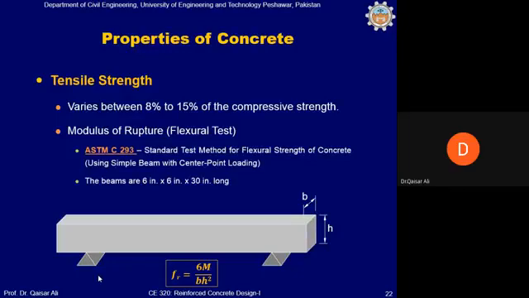ASTM C293 basically covers the tensile strength of concrete, and this is called a standard test method for flexure strength of concrete using simple beam with center point loading. The beam is 6 by 6 inch in size, 6 inch wide, 6 inch deep, and 30 inch long, and it is subjected to a point load in the lab. You can do this test very easily. If you are interested, you can come to the lab, talk to the lab in charge, prepare a simple 6 by 6 inch and 30 inch long beam, and test it in the lab, and you can determine the tensile strength of concrete by the equation shown below the beam figure.